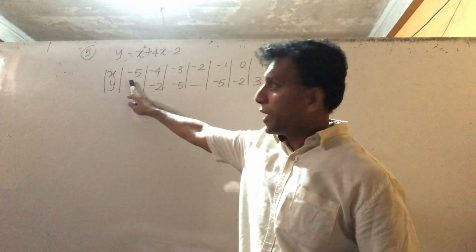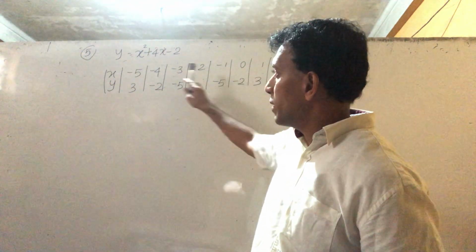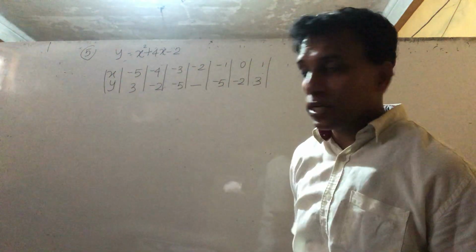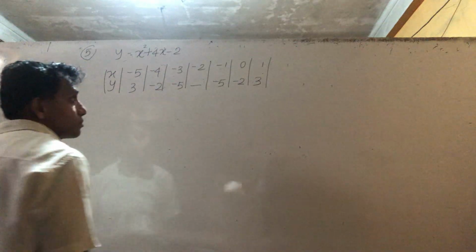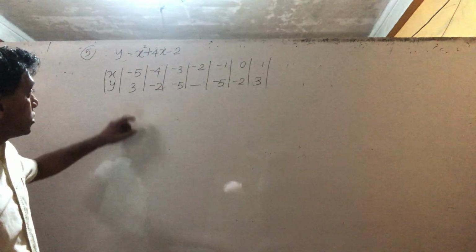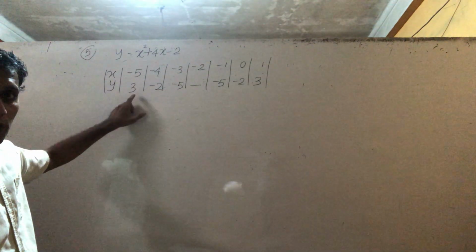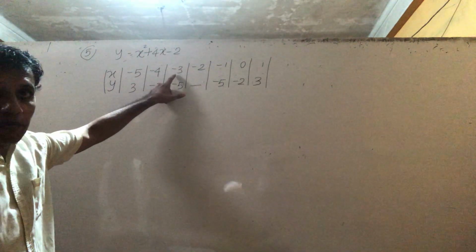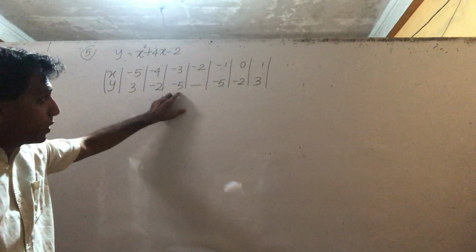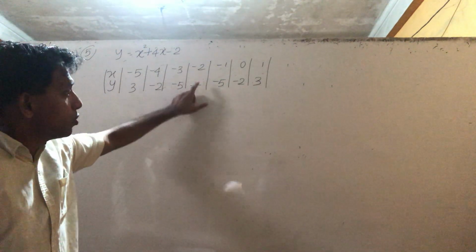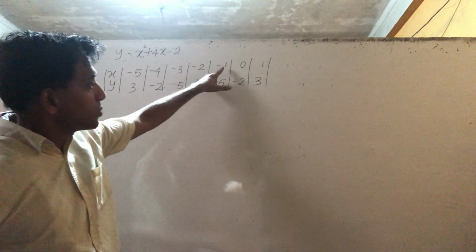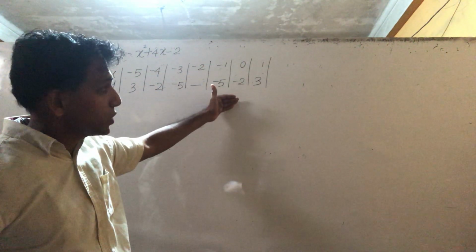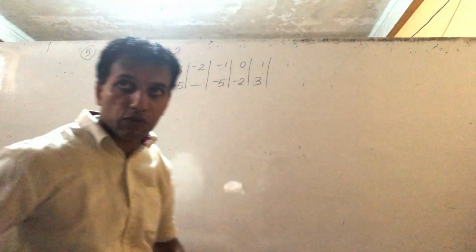The x coordinates go from minus 5 to plus 1, right? Minus 5, minus 4, minus 3, up to plus 1. For x minus 5, y is 3; x minus 4, y is minus 2; x minus 3, y is minus 5; x minus 2, blank here; x minus 1, y is minus 5; x 0, y is minus 2; x 1, y is 3.